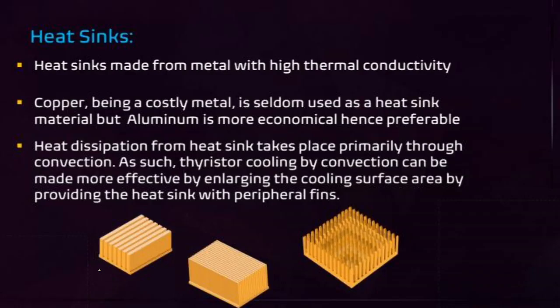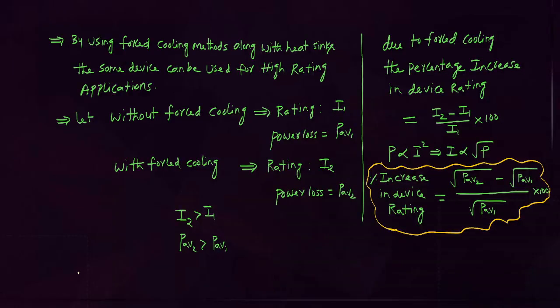Before that, the question is asking, heat sinks are made with which material? No doubt at all, heat sinks are made with either copper or aluminum. But copper is costly. That's why, which is more economical for manufacturing of the heat sinks? Aluminum is more economical for manufacturing of the heat sinks. You have to concentrate. Next, one more important observation.